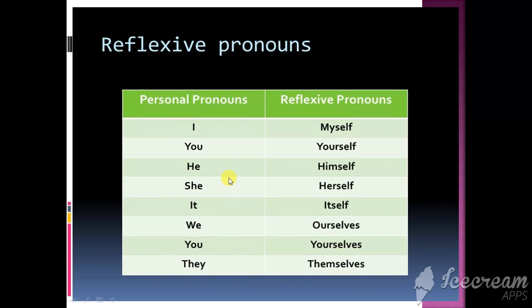And here are some more examples of all the personal pronouns and the reflexive pronouns. So I turns to be myself. You, if I'm talking to one person, turns to be yourself. He, himself. She, herself. It, itself. And if we're talking about plural like we, ourselves, you, yourselves, and they, themselves.